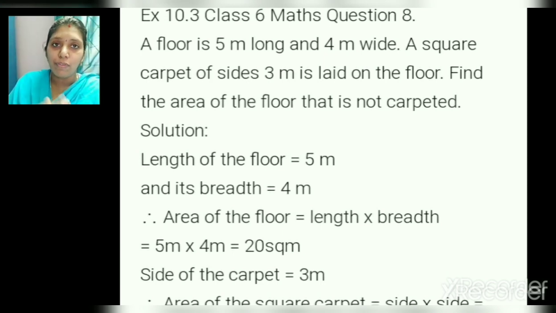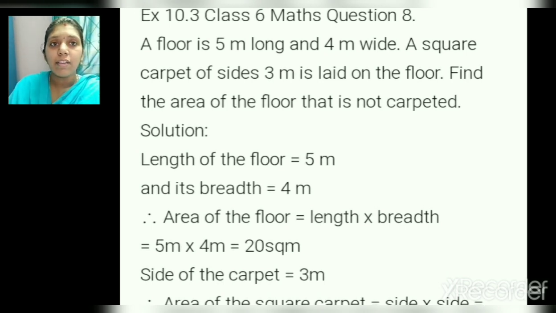Now before that, what we have to find here, first we have to find the area of the floor. Length and breadth of the floor is given, first we have to find the area. Then in the same way for the square carpet, the side of the carpet is given, we have to find the area of the square. And that too we have to subtract: total floor minus the floor that has been carpeted. Then we have to subtract both in order to find the area of the floor that is not carpeted. Clear, children?